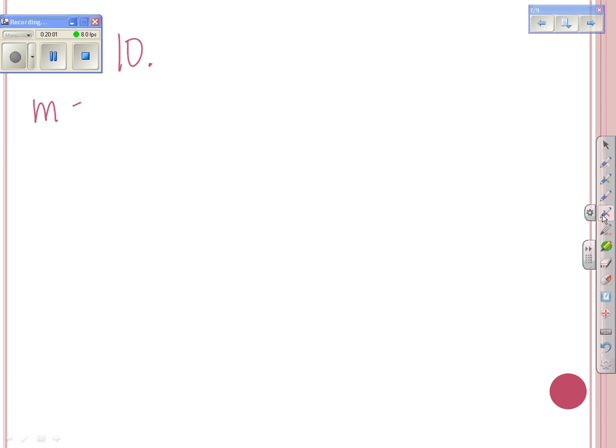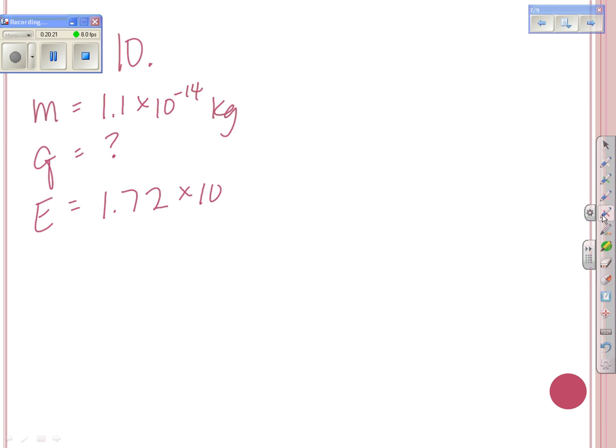We're told that the mass of the drop is 1.1 times 10 to the negative 14th kilograms. We want to know what the charge is, so we want to know Q on the drop if it remains stationary in an electric field that is 1.72 times 10 to the fifth newtons per coulomb.